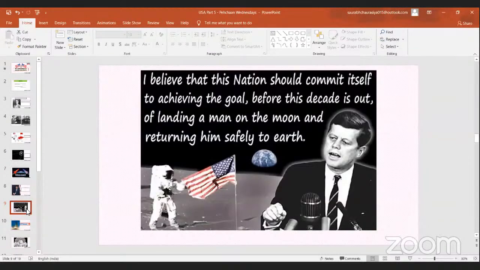I believe that this nation should commit itself to achieving the goal, before this decade is out, of landing a man on the moon and returning him safely to Earth.